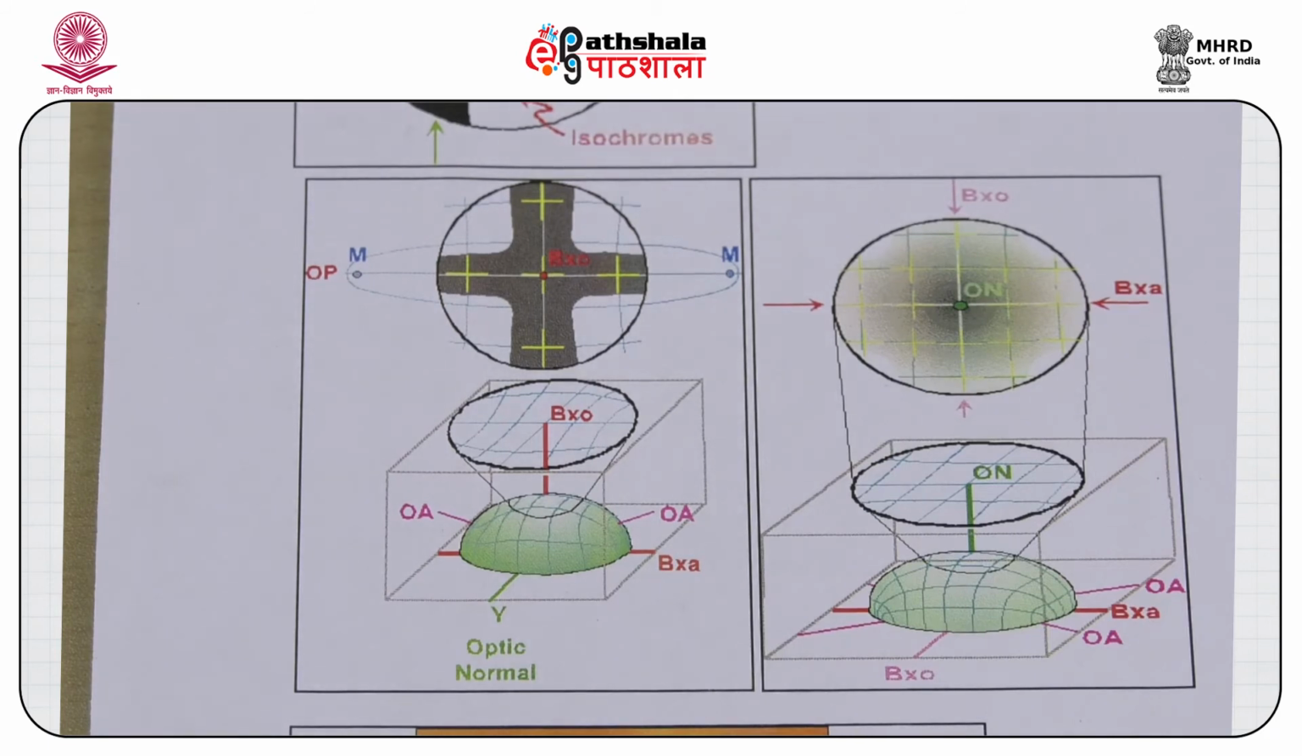The pattern of isochromes and geometry of vibration directions are essentially the same as that of the acute bisectrix figure, except in this case the melatopes are well outside the field of view.